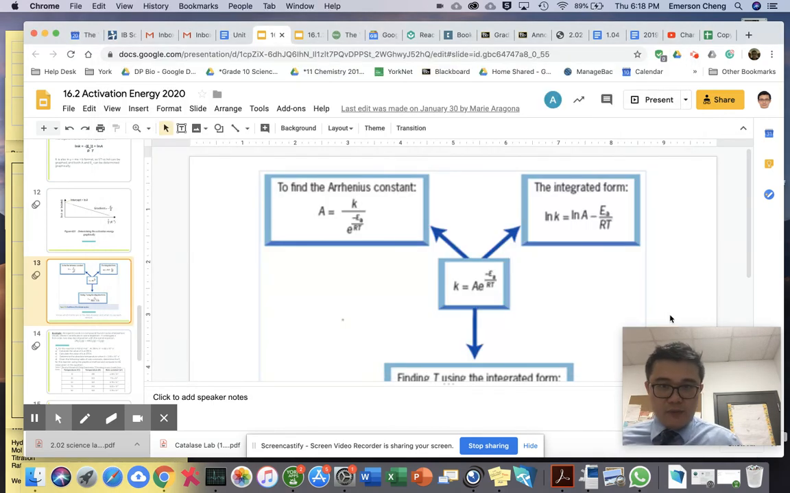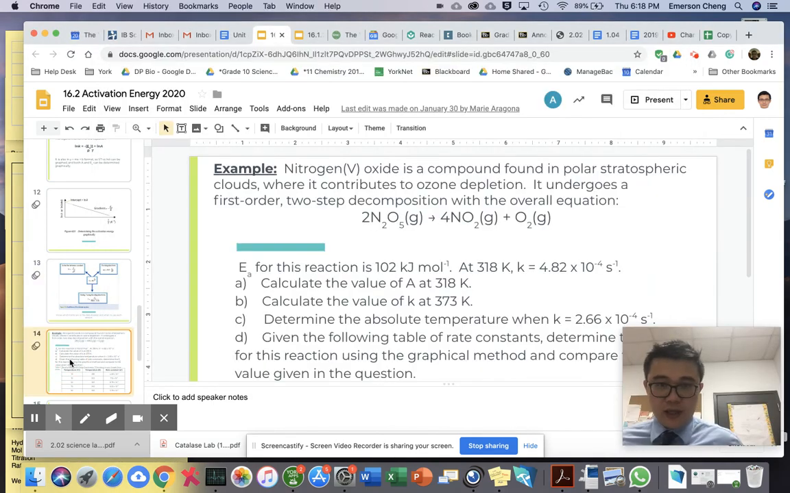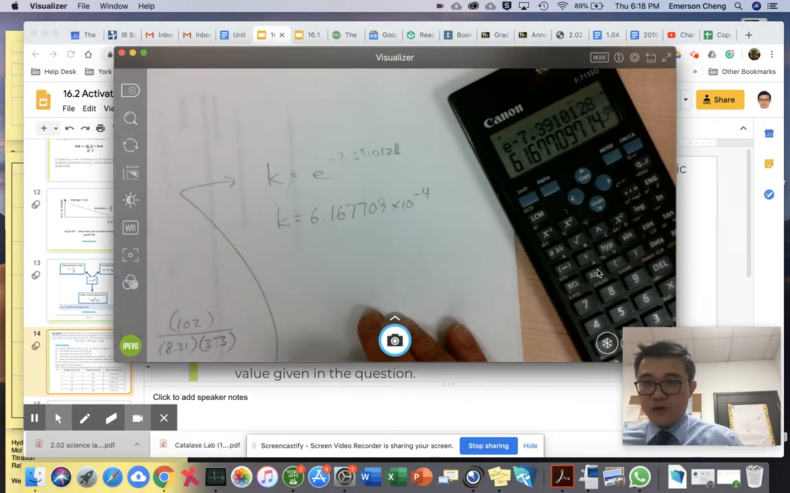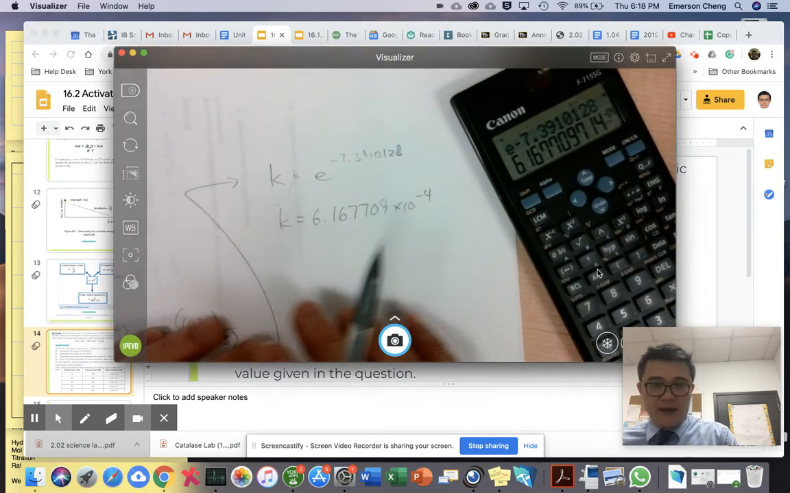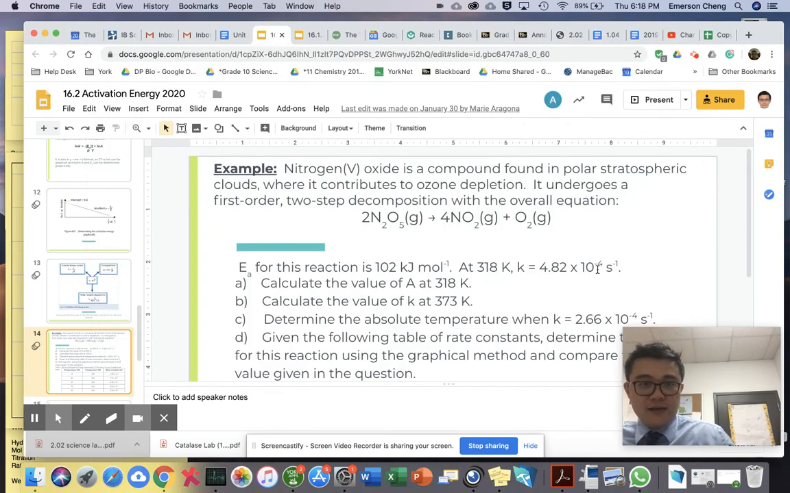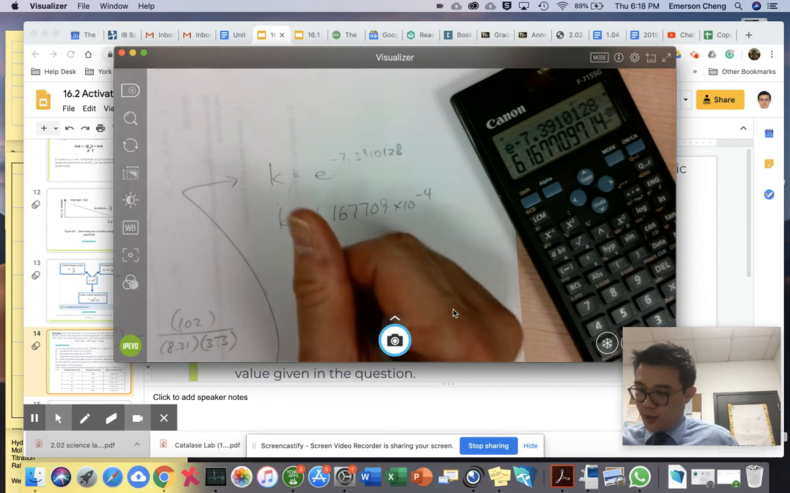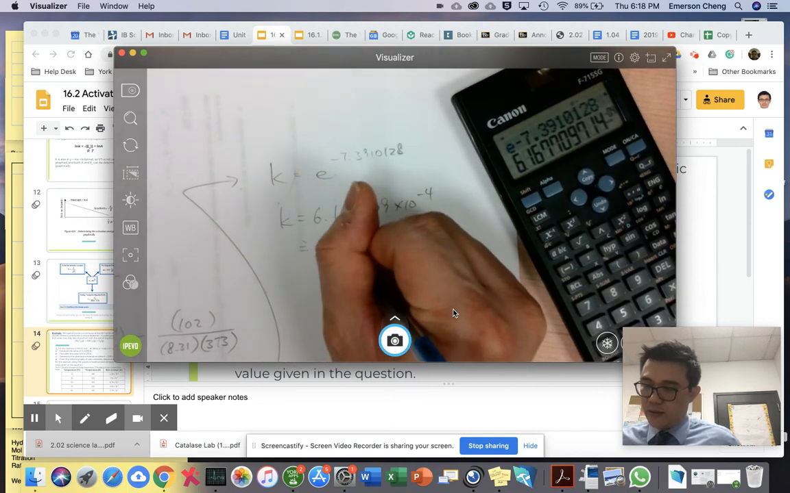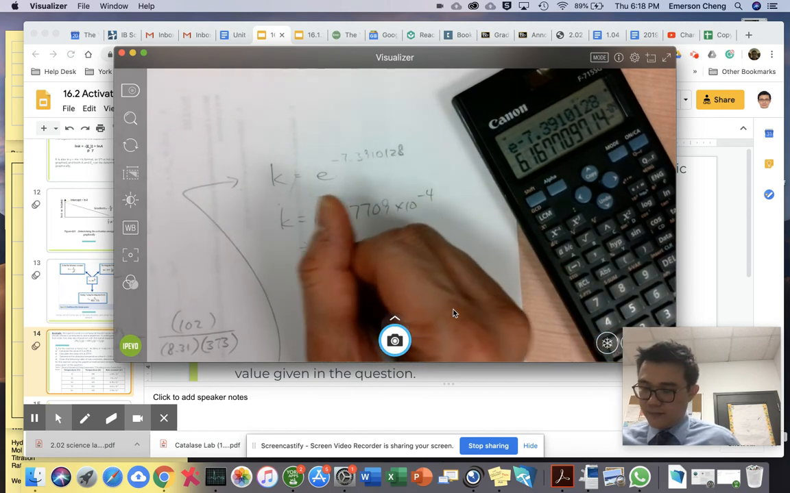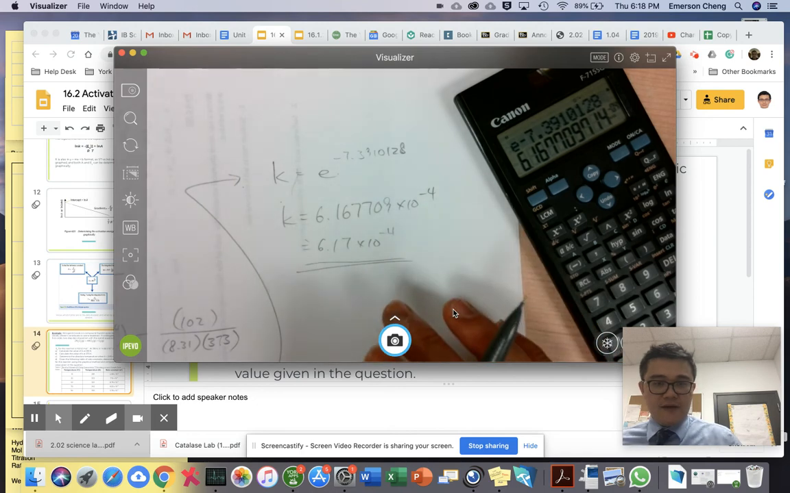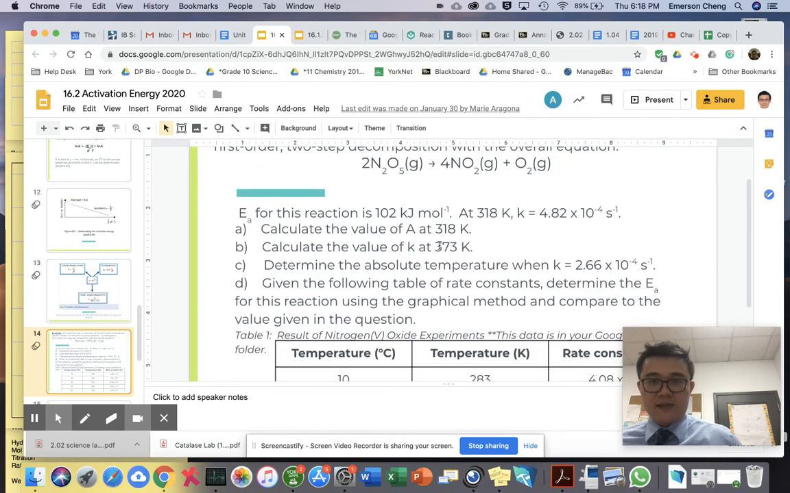If you look at what we had in the previous question, where k is also a 10 to the minus 4 number, this is pretty reasonable. If we want to go through sig figs, you have 3 sig figs, so it will be 6.17 times 10 to the power minus 4. So that's what I have for B. That's the value for that.